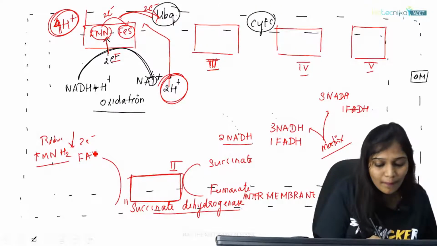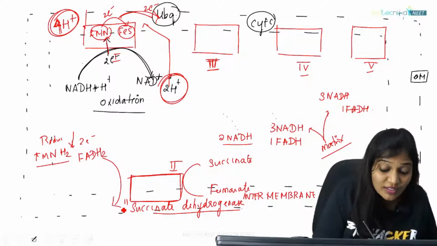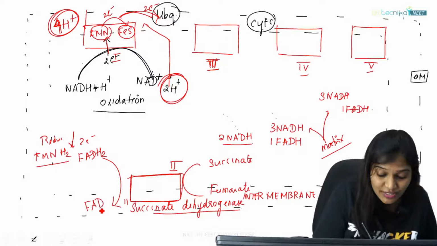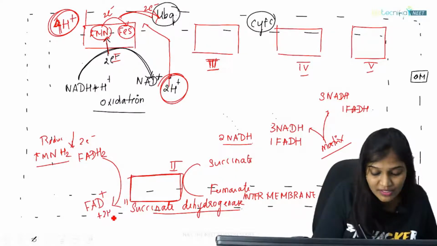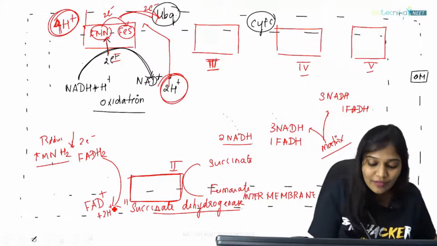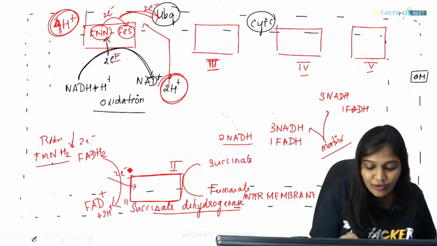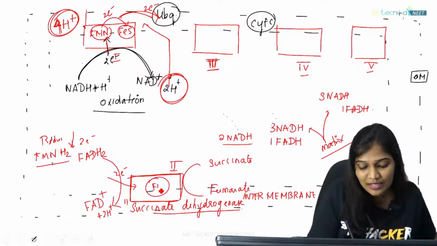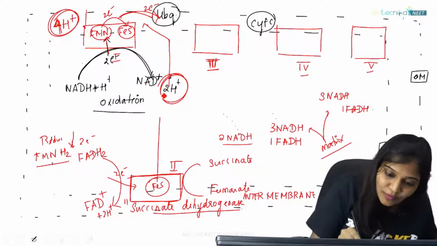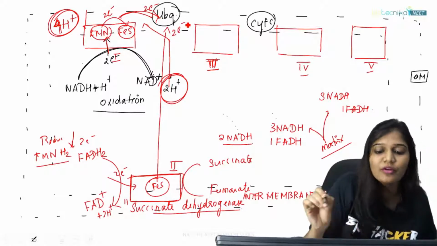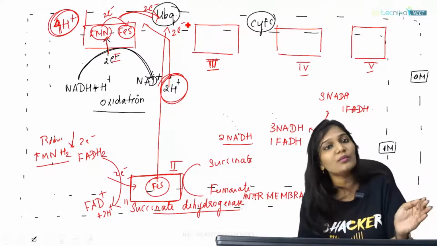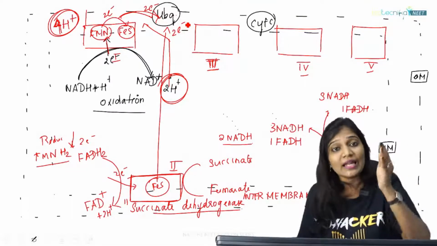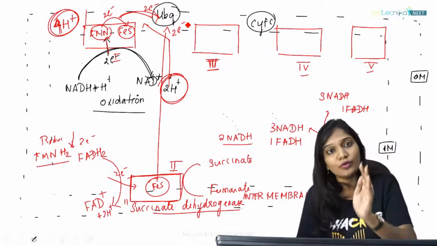Now, here what will happen? FADH2 will be oxidized. Yes, oxidation is going to take place: FAD plus 2H plus. They will give electrons here, but who is going to get the electrons? FeS. FeS gets the electron. Now, this electron will also go to ubiquinone. So electrons from complex 1 will go to ubiquinone, and electrons from complex 2 will also go to ubiquinone.